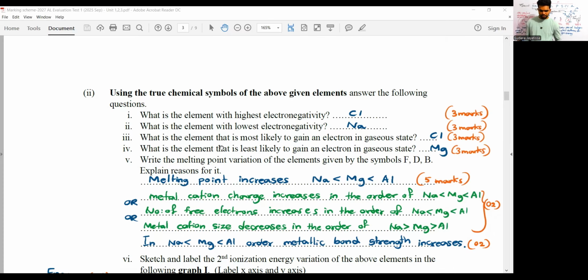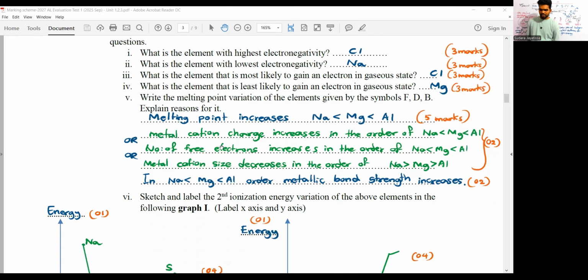Right, so anyway, the first 4 questions are done. Now in the 5th one, they are asking about melting point variation. Melting point variation. So F, D, B. First of all, let's identify what these elements are. F is sodium, D is magnesium, and B is aluminum. So the 3 metals, right? That is why we need to identify the elements correctly. If you don't identify them properly, then you can't write an answer for this one.